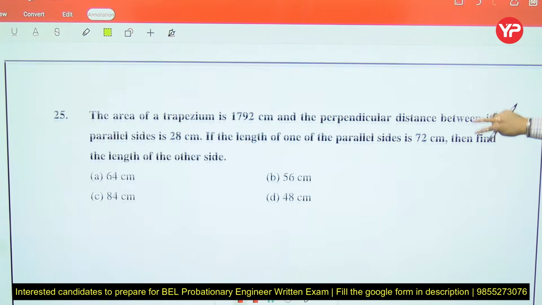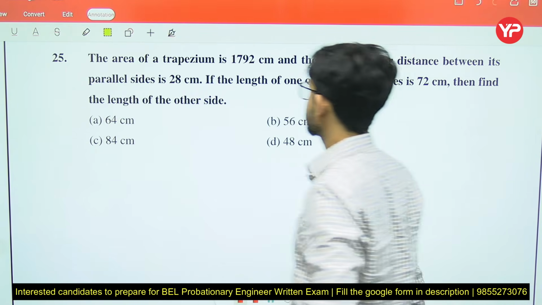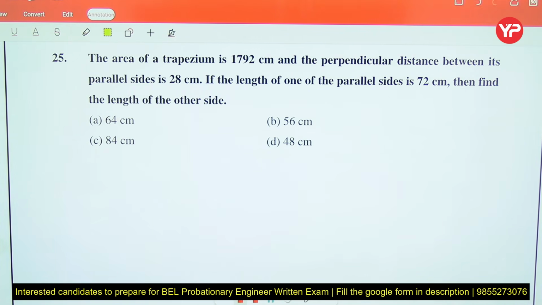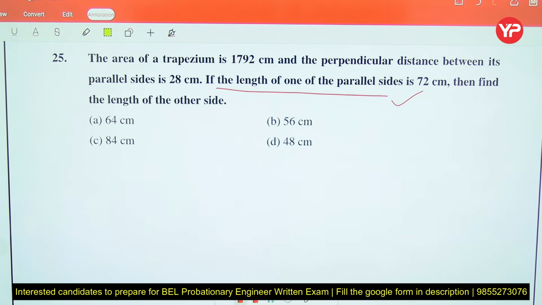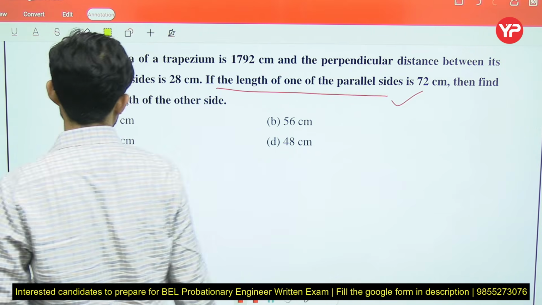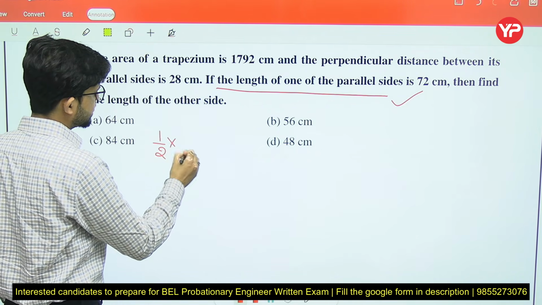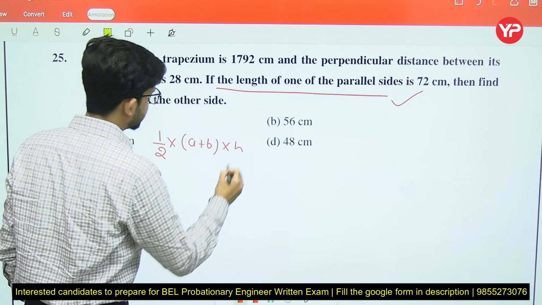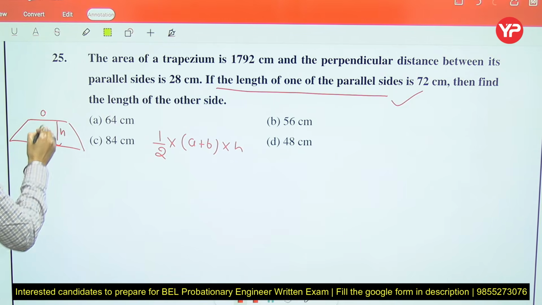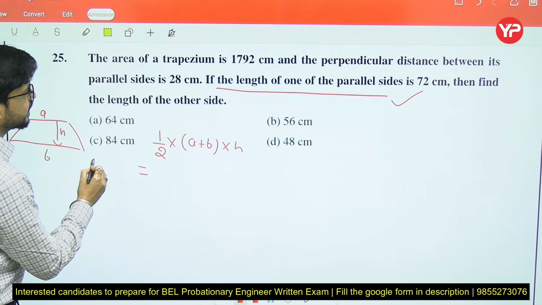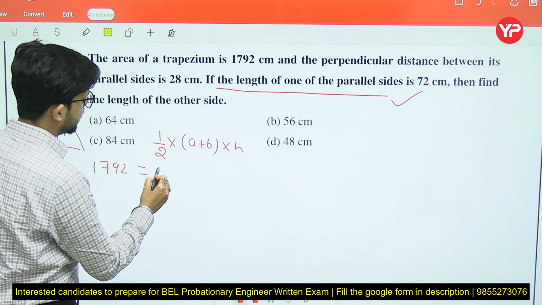So the next question is area of trapezium. The area of trapezium is given as 1792, and the perpendicular distance between two sides is also given. Now what the question says is that if the length of one of the parallel sides is 72, then find the length of the other side. We know that the formula is half into (a plus b) into height, where a and b are the two parallel sides of the trapezium, and this is the height basically. Okay? So in this we are given area 1792 and 1 by 2.